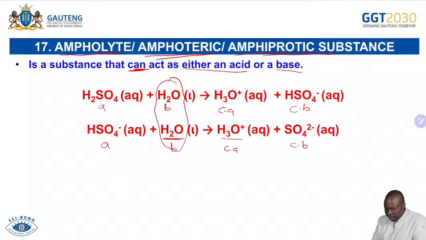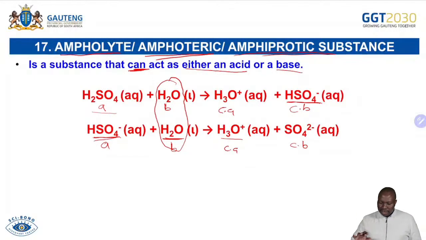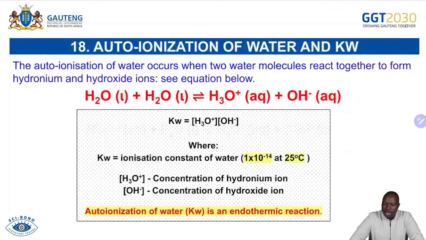Let's look at H2SO4, it is always an acid. But look at HSO4 minus: it's a conjugate base here, but here it is an acid. So our ampholyte here is HSO4 minus. So it's important to always check first, without concluding that it will always be water. Because in this case, water is acting as a base in both reactions, but our HSO4 minus is our ampholyte, because it acts as an acid in one reaction and as a base in another reaction. I hope that helps you and equips you now.